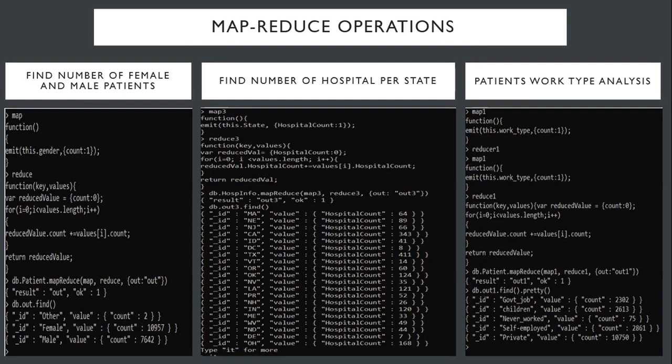MapReduce will sort and group those values automatically. In the reduce function, we pass the gender and count, and the reduce function will count those values for that particular gender and group it in the reducer. Similarly, we have implemented this for state-wise hospital count and number of patients working in different domains.